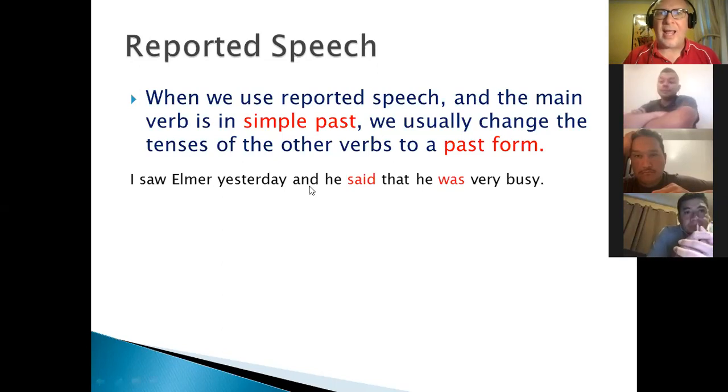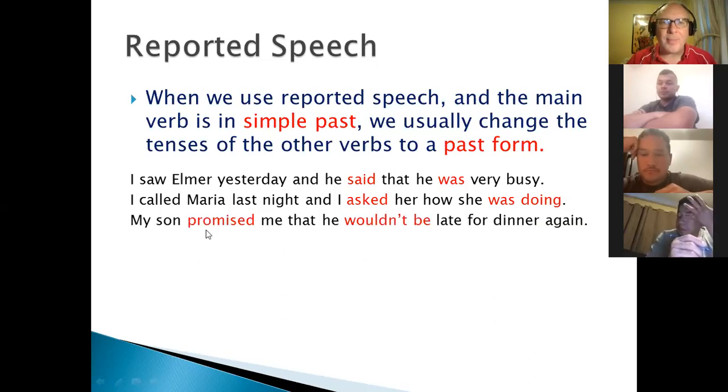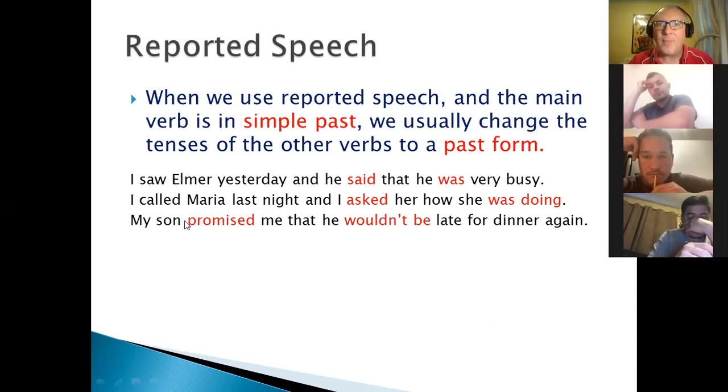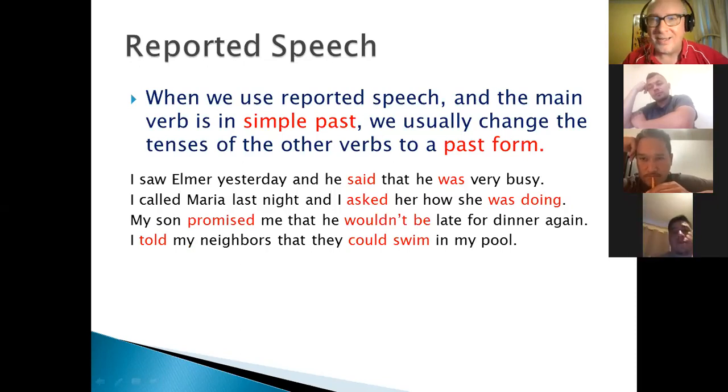I saw Elmer yesterday and he said that he was very busy, right? This verb is past, so this verb is past too. I called Maria last night and I asked her how she was doing, right? Simple past, past continuous. Asked, was doing. My son promised me that he wouldn't be late for dinner, right? Again, we have past here and we have a past form here, would. Remember the partners, would and simple past. I told my neighbors that they could swim in my pool. Not can, could.